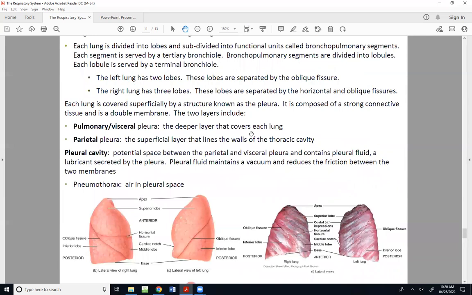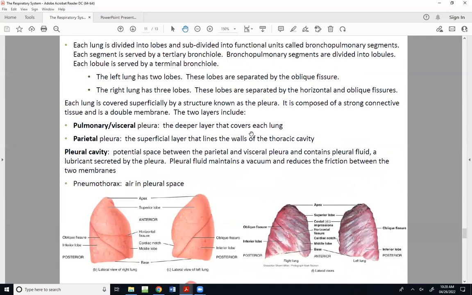Each lung is divided into lobes, and then subdivided into functional units called bronchopulmonary segments. And each of those is served by a tertiary segmental bronchi. We then can take those bronchopulmonary segments and divide those into lobules, which are served by terminal bronchioles.